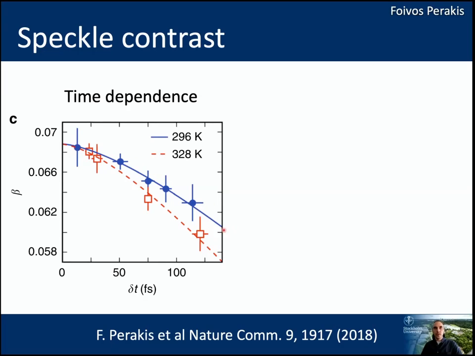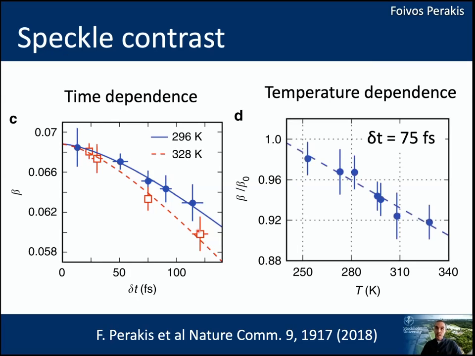Now, by changing the pulse duration from 20 femtoseconds to almost 120, we saw that the speckle contrast was decreasing, and that was true for 2 different temperatures. Then we also looked at a fixed pulse duration of 75 femtoseconds and varied the temperature. Here the contrast is normalized to the contrast at time 0. We saw a decrease as you increase the temperature. So these are the 2 main observations: we have the time dependence and we have the temperature dependence. And we wanted to understand what is behind this.